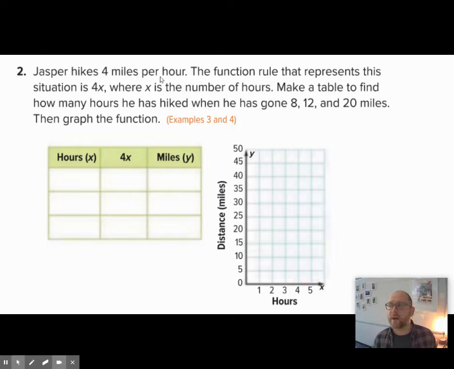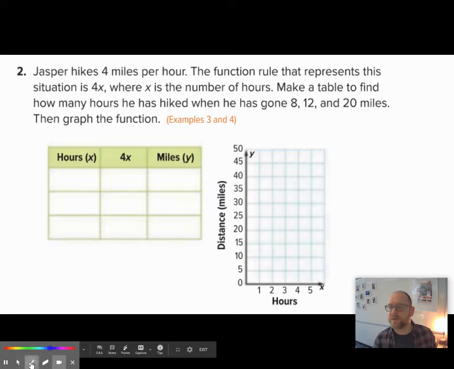Jasper hikes 4 miles per hour. The function rule that represents this situation is 4x, because if he goes 4 miles per hour, we would do 4 times the number of hours, which would be x, and that would tell us how far he has hiked in a given number of hours. Make a table to find out how many hours he has hiked when he has gone 8, 12, and 20 miles. Then graph the function.